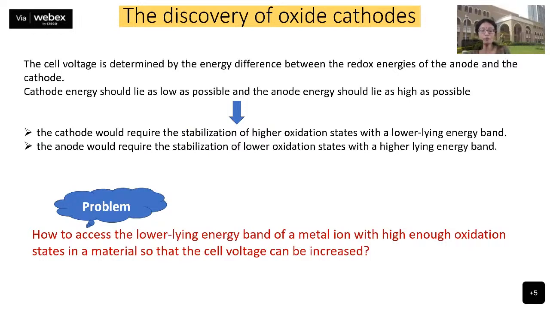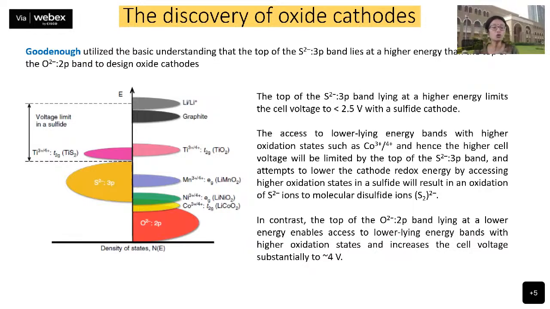So now what was the problem? How can you access this low lying energy band of a metal ion with a high enough oxidation state so that the cell voltage can be increased? This was not possible using the sulfide cathodes. So Goodenough utilized the basic understanding that the top of a sulfide, this S2- 3p band, lies at a higher energy, as you can see over here, compared to the oxide. So this was remarkable. From a very basic concept of chemistry, you see how a beautiful material was developed.